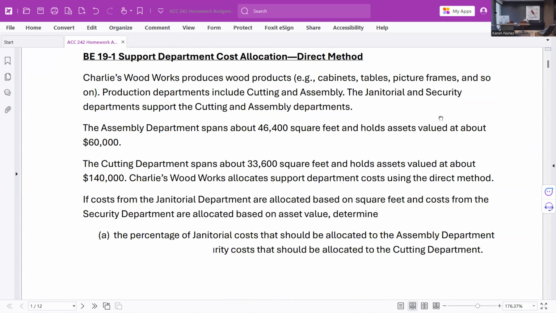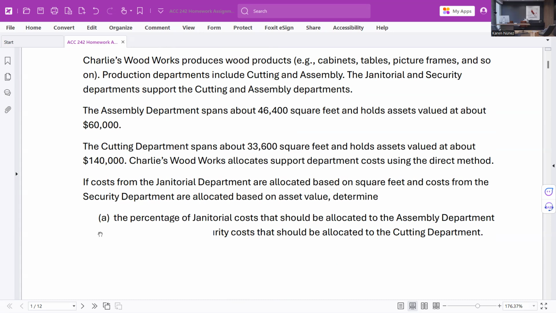So all we're going to do here is allocate the support department costs, right? Or determine the percentage that should be allocated to the support department costs. So we've got A and B, and for some reason B is not showing up here, but we need to determine the percentage of the janitorial costs that should be allocated to assembly and the percentage of the security costs that should be allocated to cutting.